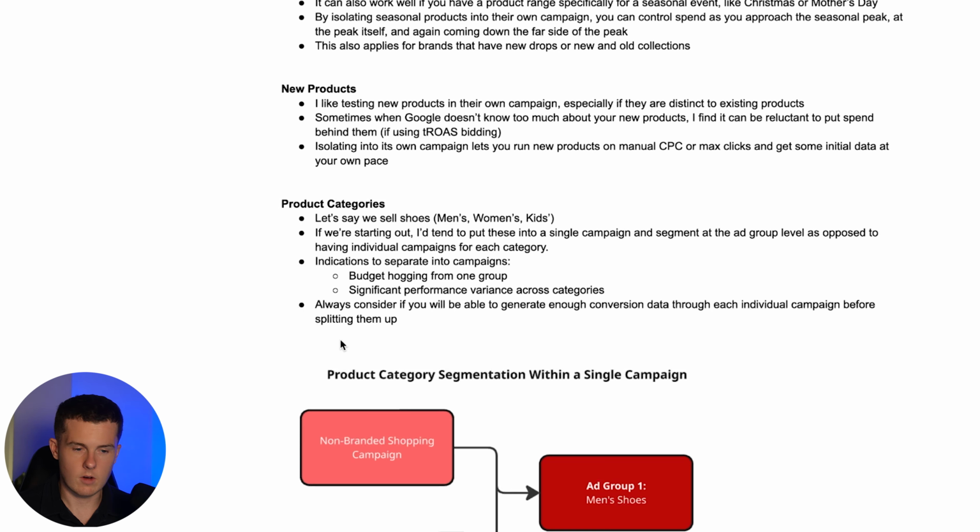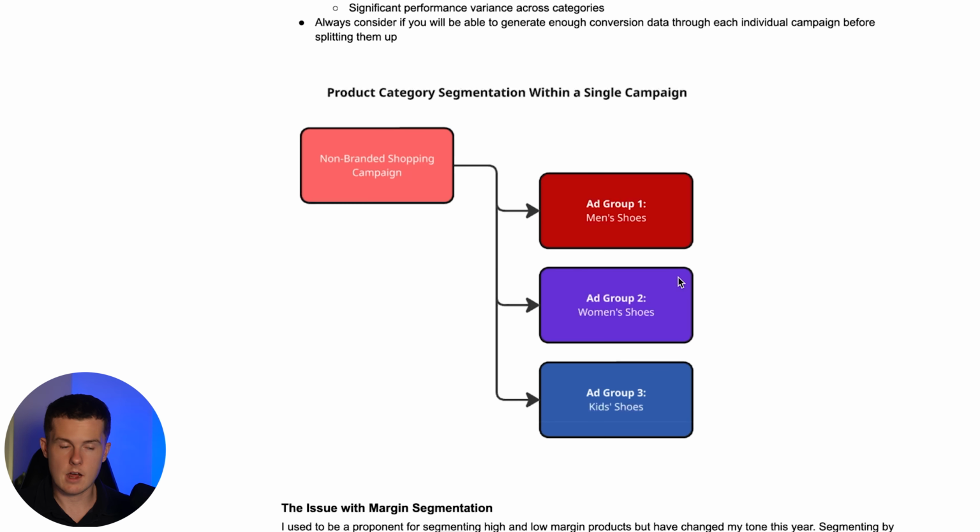But if not, as always, my default, as I say in other videos, is to consolidate where possible and only segment when I have a good reason to. So this is what that initial non-branded shopping campaign might look like with your different product categories at ad group level.